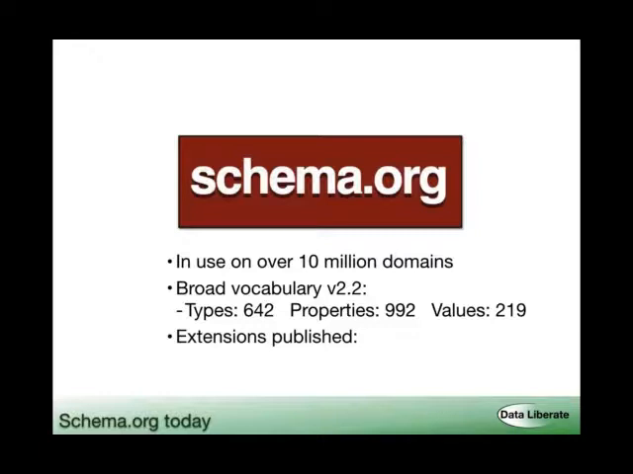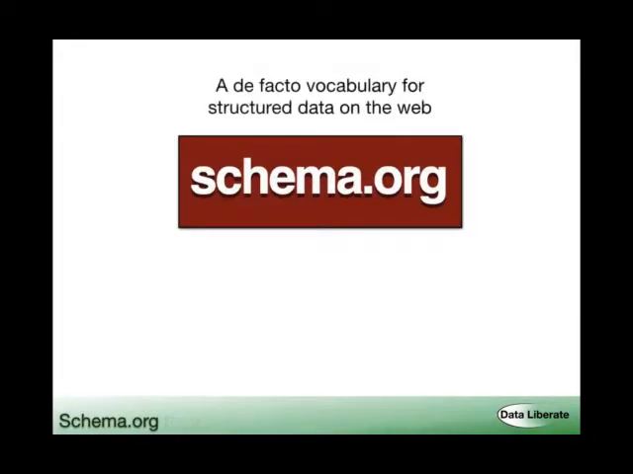Extensions have already been published. In August of this year, the auto.schema.org extension appeared to help describe motor vehicles, etc. And the one I'm closely associated with, bib.schema.org, appeared to increase its capability in the bibliographic area. So schema.org has become a de facto vocabulary for structured data on the web. If you want to send structured data to the wider world, especially the search engines built in their knowledge graph, it's the vocabulary to use.